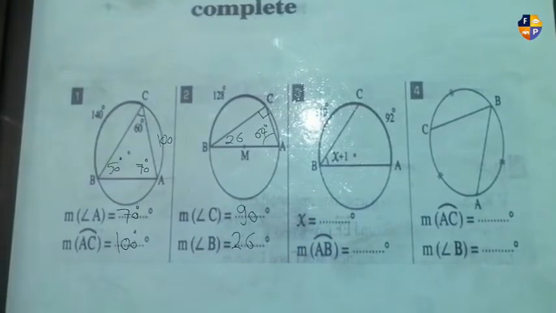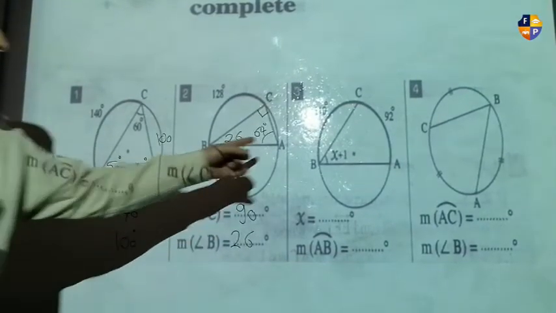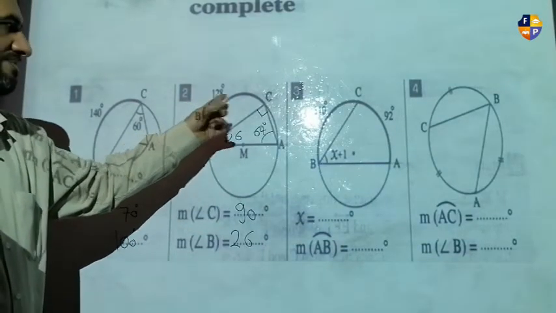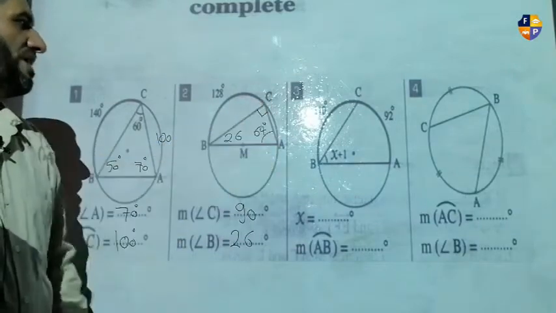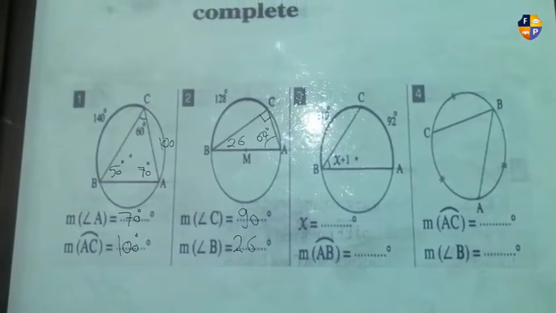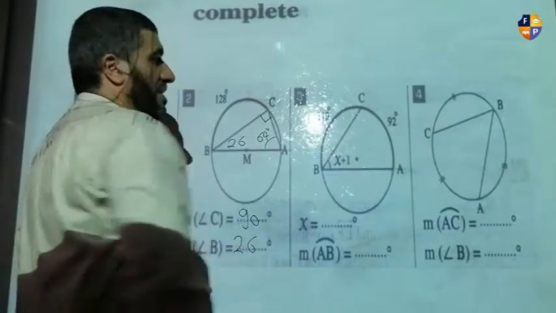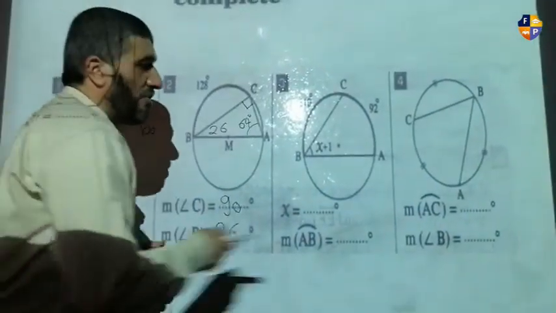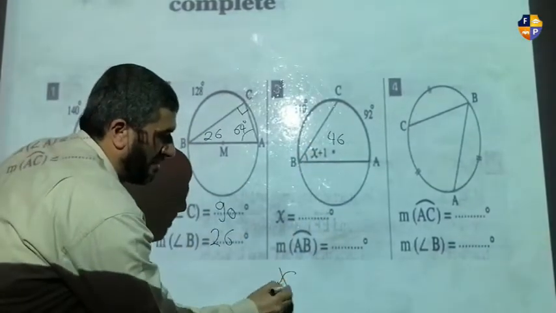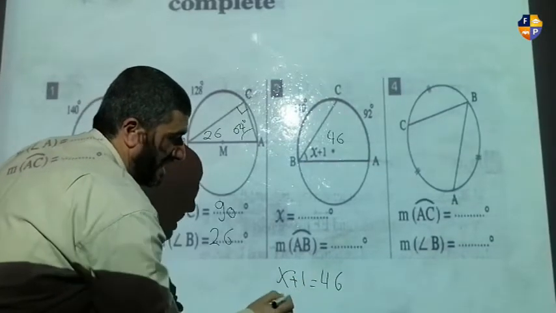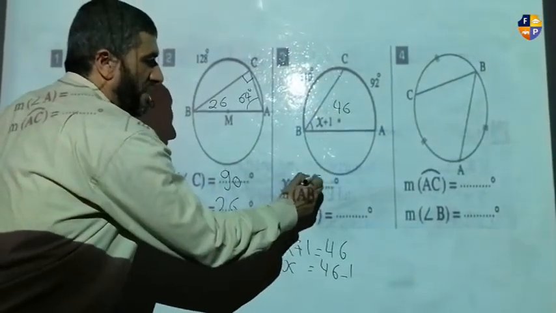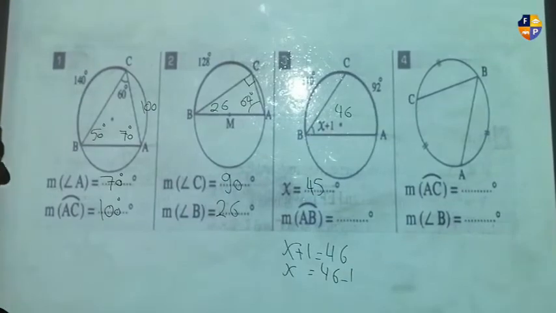We can find the measure of B by another method. The arc equals 180 minus 128, which equals the measure of arc AC, then the measure of B is half of it. Okay, number three, the arc AC equals 92, then the measure of B equals half of 92, equal to 46. Then x plus 1 equals 46, then x equals 46 minus 1, equals 45. Okay, the measure of x equals 45.